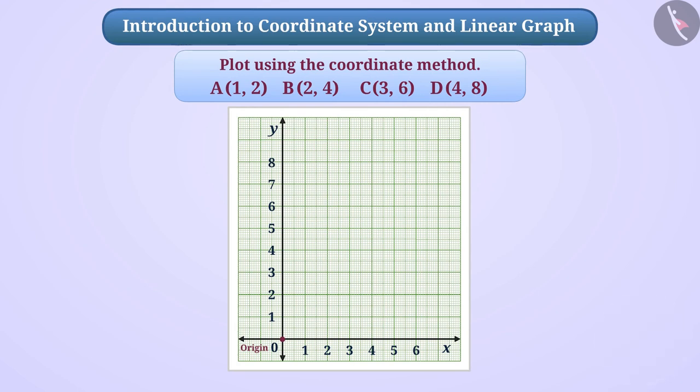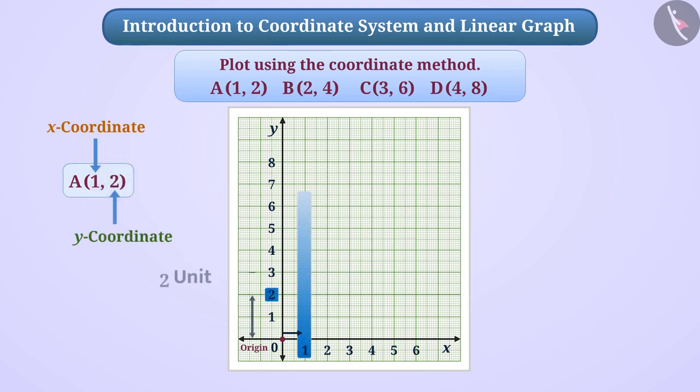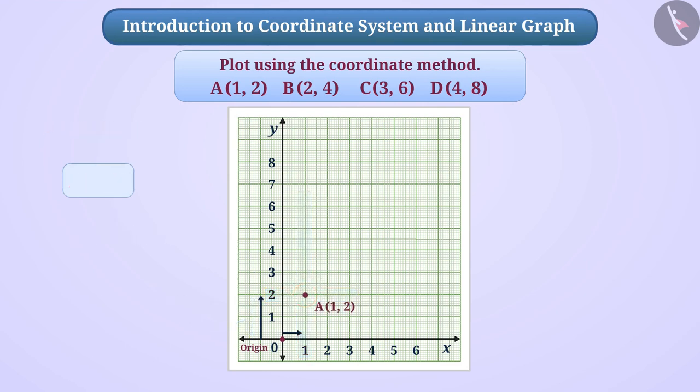Let me tell you, we see that the x-coordinate of point A is 1, which tells us that we have to move 1 unit to the right from the origin point. Since the y coordinate is 2, we now have to move 2 units up. We will mark point A at the place obtained. Similarly, will you be able to find the location of point B? Try it. Absolutely right. The location of B can be found from x coordinate 2 and y coordinate 4. Similarly, we can show the location of point C and point D in this way.